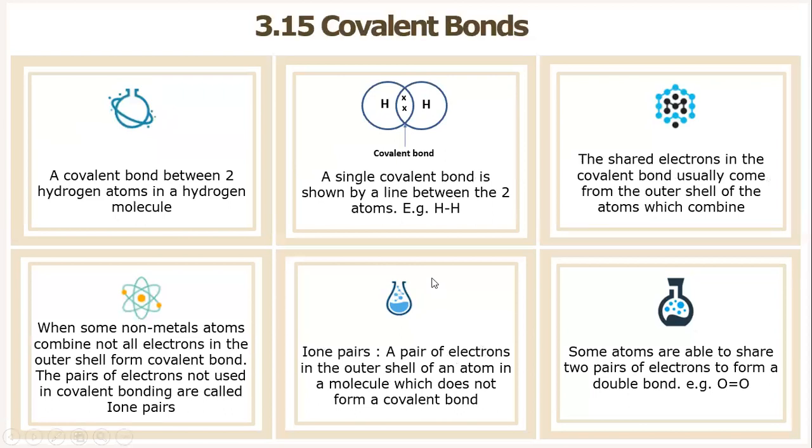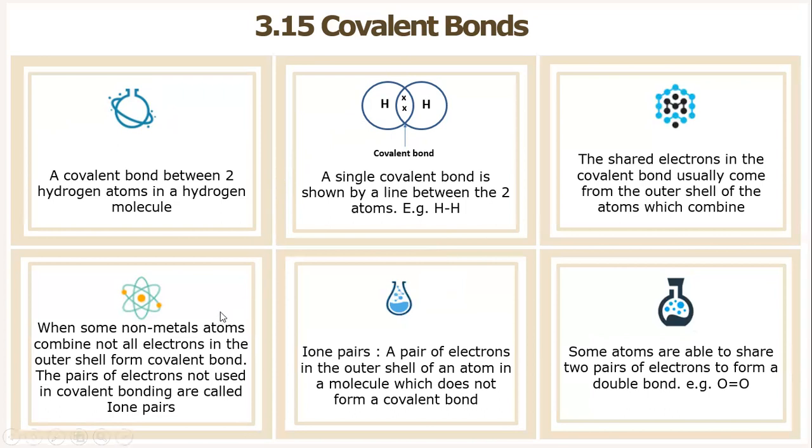A covalent bond between two hydrogen atoms in a hydrogen molecule, a single covalent bond, is shown by a line between the two atoms. So the shared electrons in the covalent bond usually come from the outer shell of the atoms which combine.